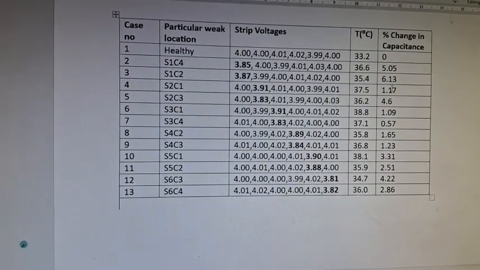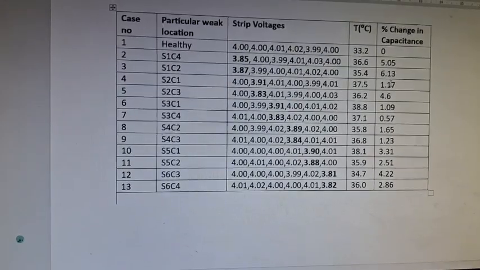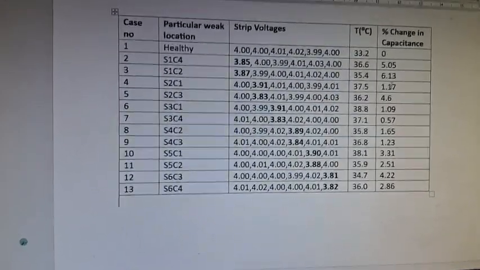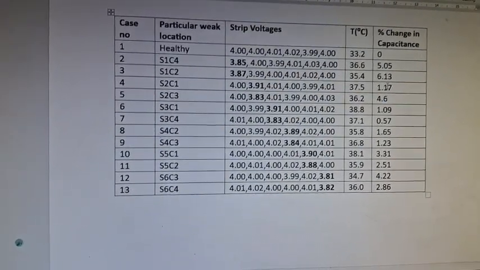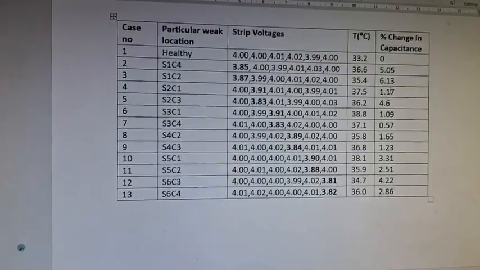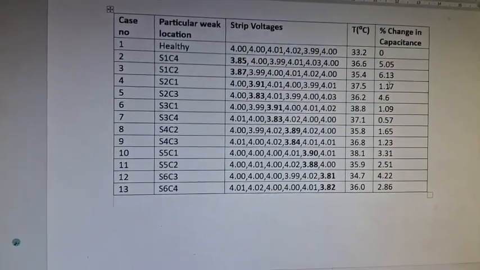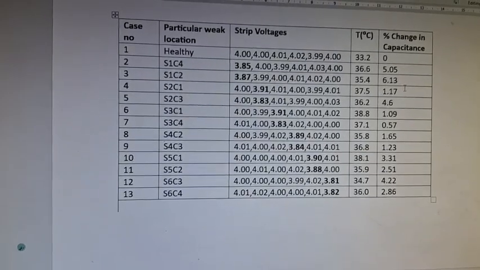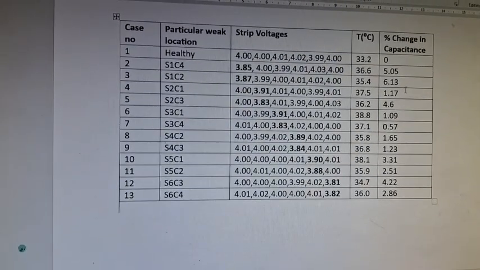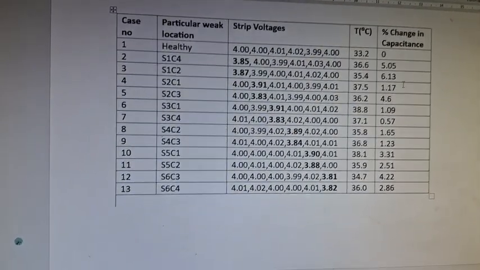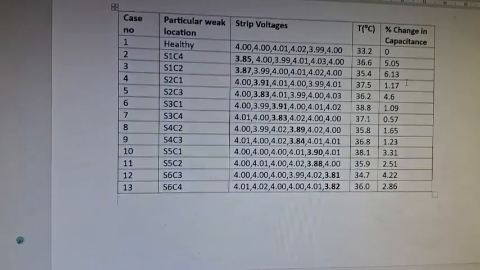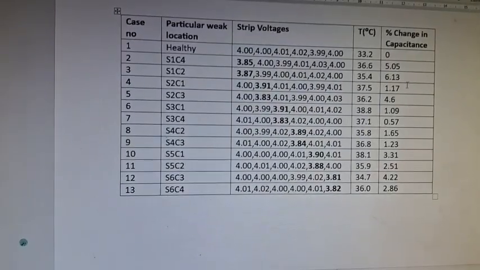So this validates our approach in two ways. First, the thermal validation, proposing that the weak cell itself extracts charge from the other healthy cells, that's why its temperature is more. And the second validation is by our capacitance based approach, where after inducing the weak cell in the battery pack, the capacitance of the battery pack is found to be more than that of the healthy state condition.